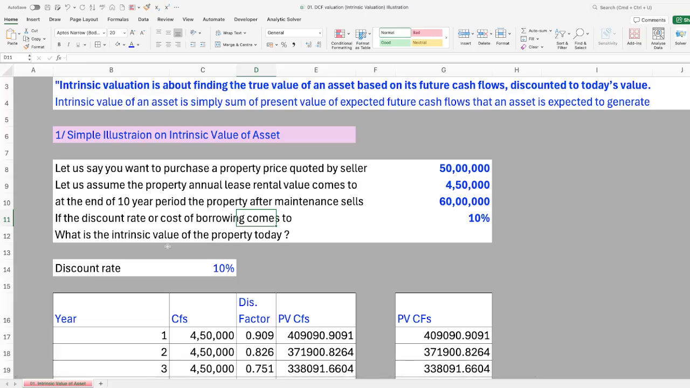Let's say that you want to purchase a property which is quoted by the seller for 50 lakhs. And let's assume the property is going to generate an annual lease rental value in each of the next 10 years of 4 lakh 50,000. Let's say the property could be disposed of at 60 lakhs at the end of the 10th year. Assuming a 10% discount rate, or the cost of borrowing, what should be the intrinsic value of the property today?